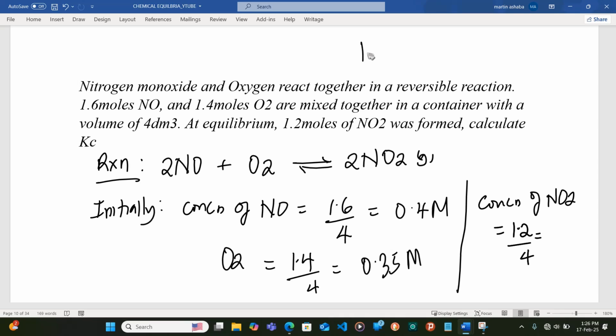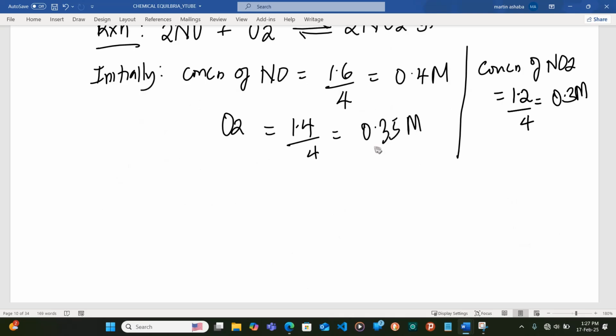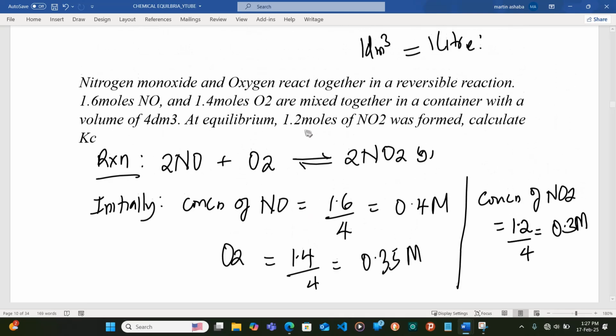Remember that 1 decimeter cube is the same as 1 liter. So the concentration that we are getting is the molarity of those components. So now the concentration we are getting is going to be 1.2 divided by 4. This gives us 0.3 molar. This gives us the number of moles per liter of this volume. So that gives us the concentration that we need.